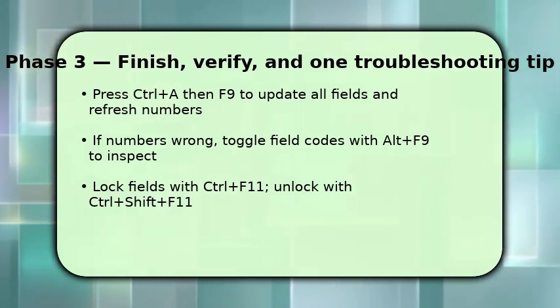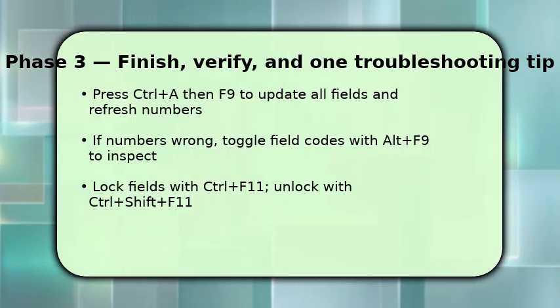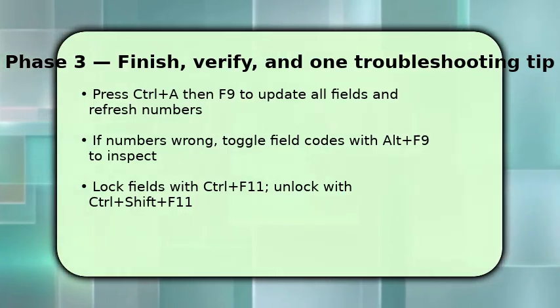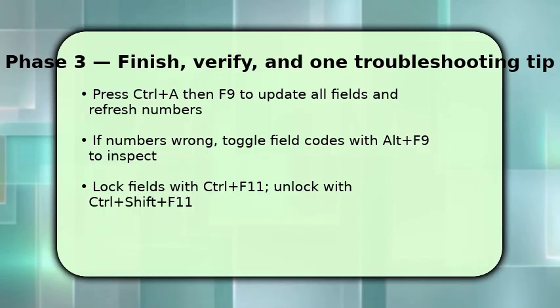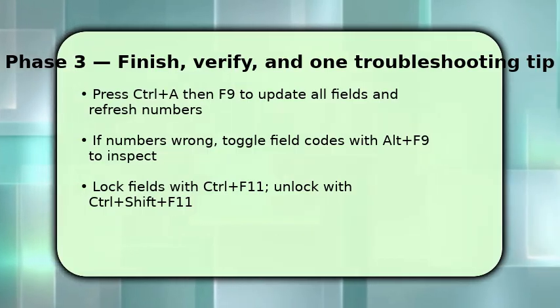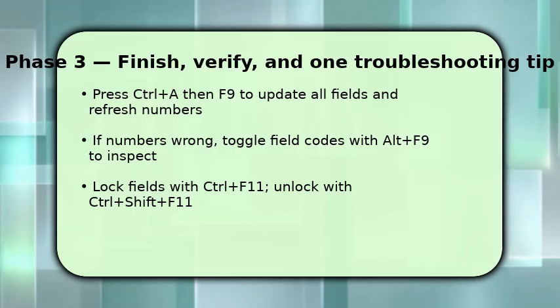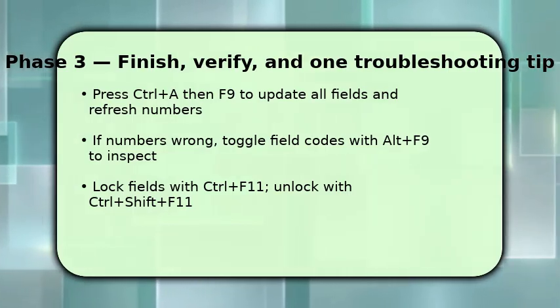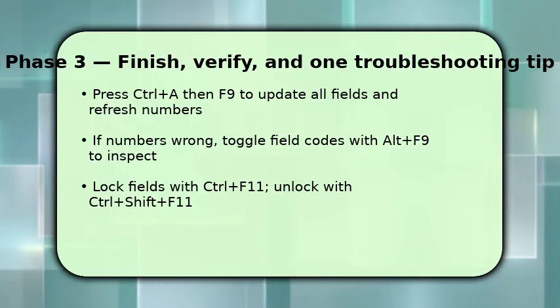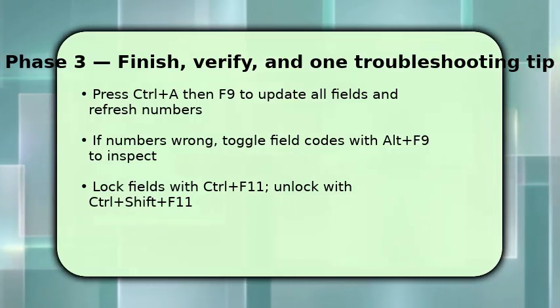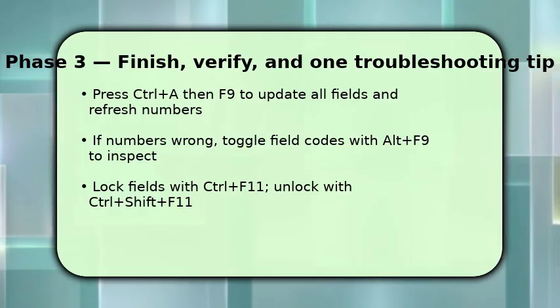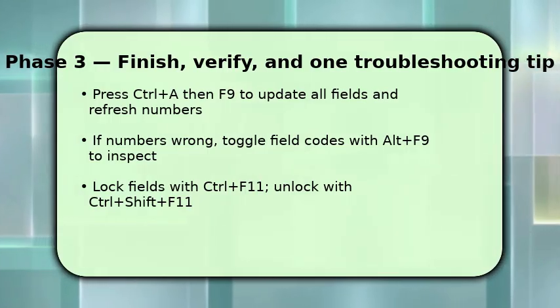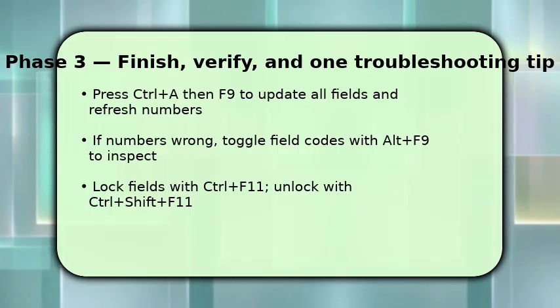If numbers are incorrect, toggle field codes with Alt plus F9 to inspect the SEQ or REF fields and correct labels or anchors. This reveals why a reference points elsewhere. Make sure to lock fields only when final. Use Ctrl plus F11, and unlock with Ctrl plus Shift plus F11 if you must edit. One tip: save a copy before large renumbers to revert quickly if something breaks.